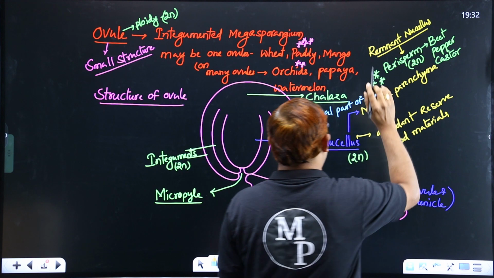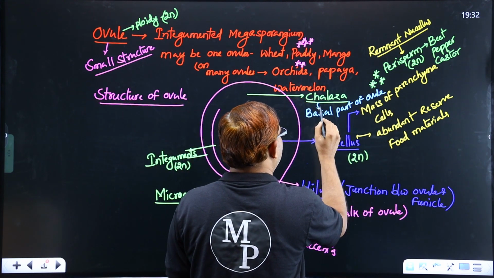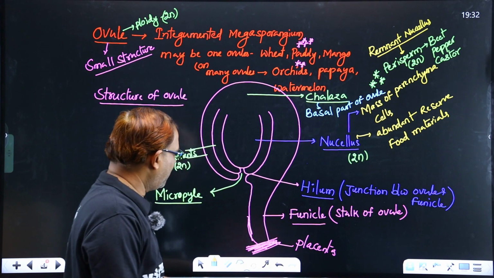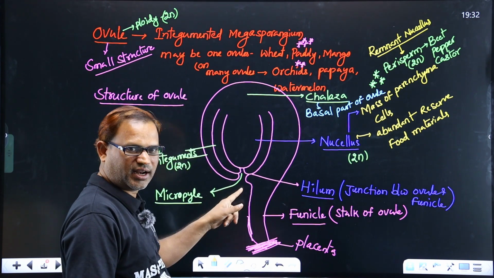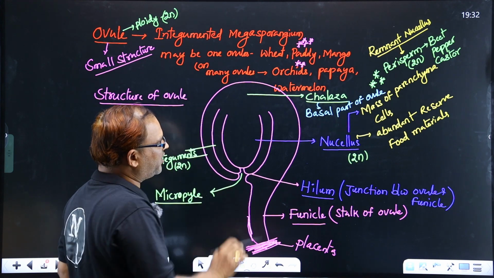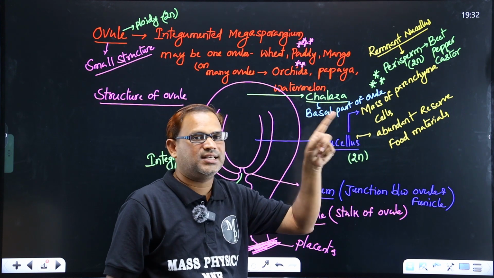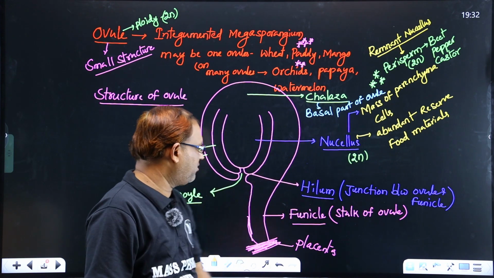The name is called what? Chalaja. Chalaja is the basal part. So that is located on which side? Exactly opposite to the micropyle. This is the micropyle zone. Exactly opposite to the micropyle, the name is called what? Chalaja. So chalaja indicates what? The basal part of the ovule. Very, very important.